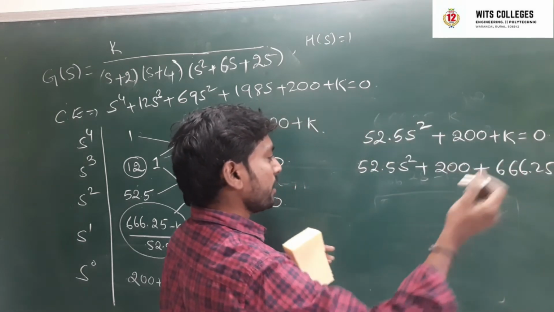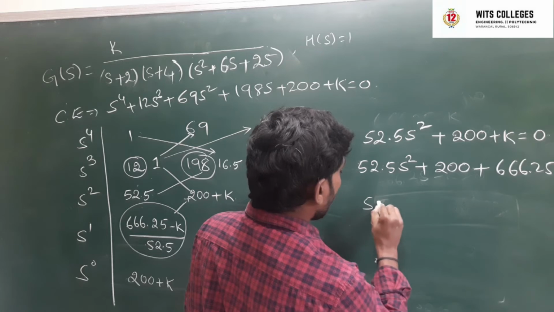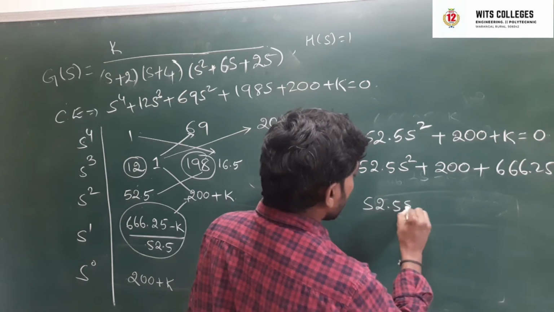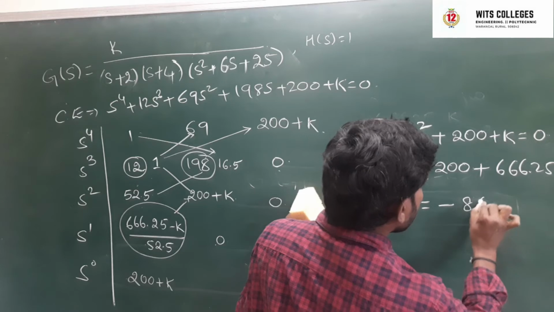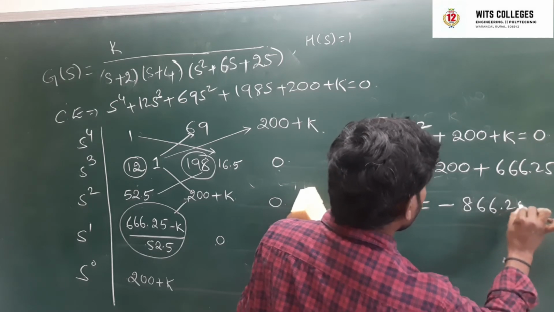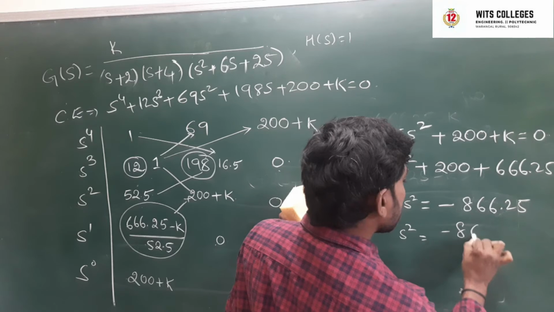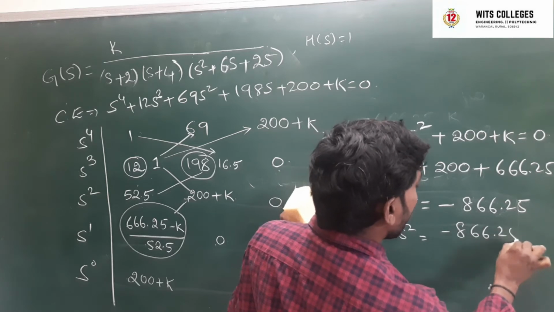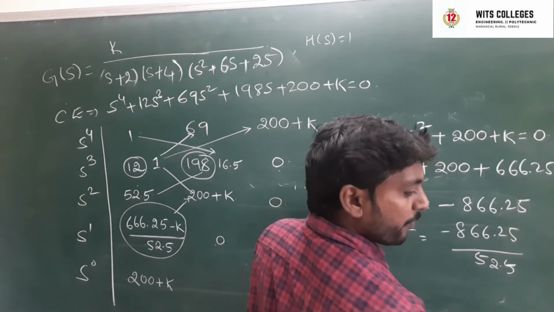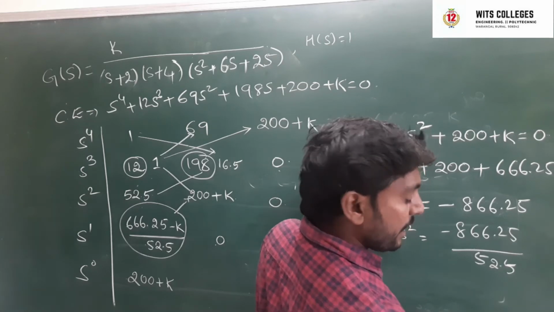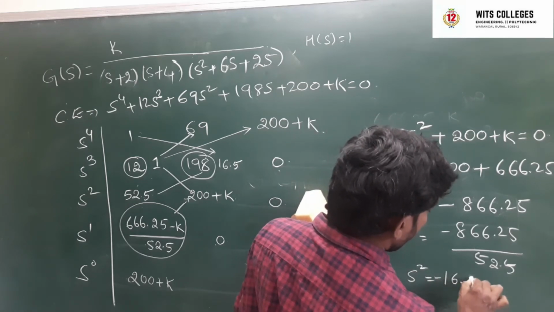This value is shifted to that side. Here we will get 52.5 s square is equal to minus 866.25. Here s square is equal to minus 866.25 by 52.5. Here we will get s square is equal to minus 16.5.